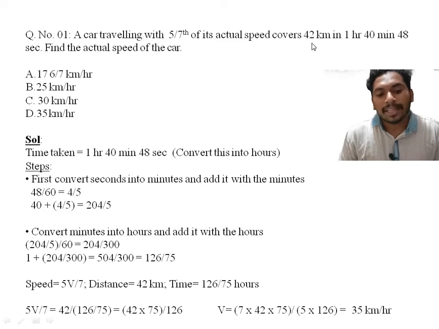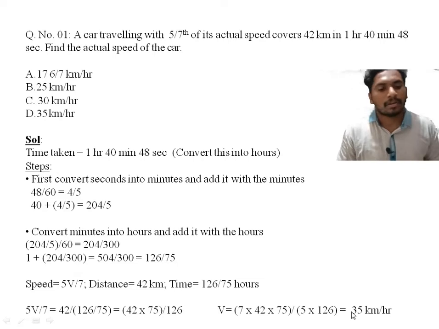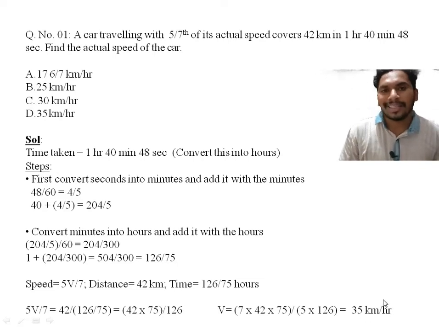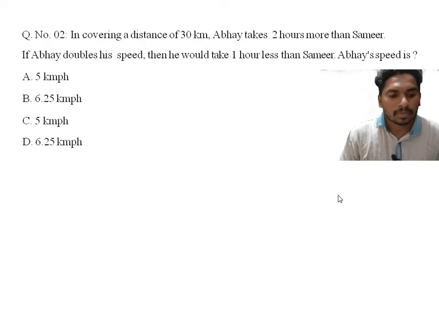So what is the actual speed they are asking? Considering the actual speed as v, after equating, 5v by 7 is equal to this much. If we equate it, we can easily find out the velocity, and the velocity comes out to be 35 kilometers per hour. So our answer is D, that is 35 kilometers per hour.